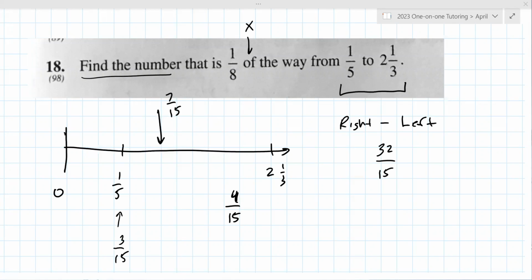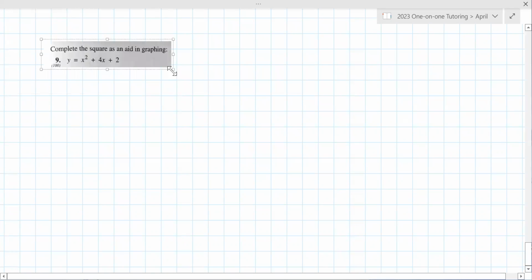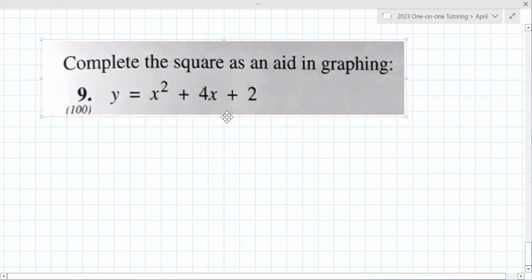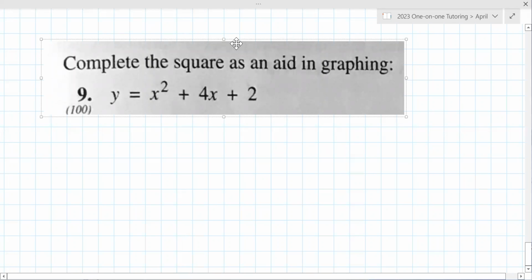So I'm kind of thinking let's go back and look at a number 9, completing the square type problem. Yeah, sure. All right. So completing the square as an aid in graphing. What's interesting is they don't actually say what to do here. I think they want you to graph this, but they don't say to graph and use completing the square to graph or something. Yeah, it's a little bit confusing.